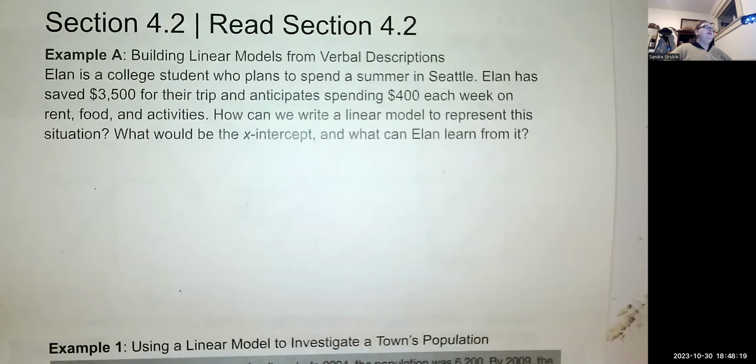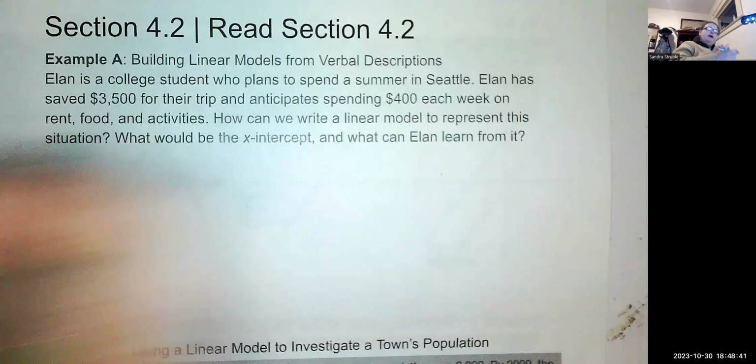So example A is building linear models from verbal descriptions. Elin is a college student who plans to spend the summer in Seattle. Elin has saved $3,500 for their trip and anticipates spending $400 each week on rent, food, and fun. How can we write a linear model to represent this situation? What would be the x-intercept and what can Elin learn from it?